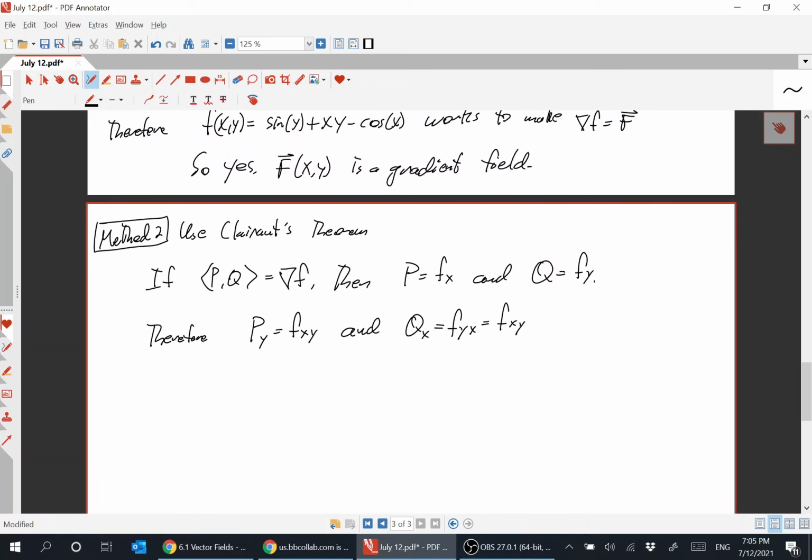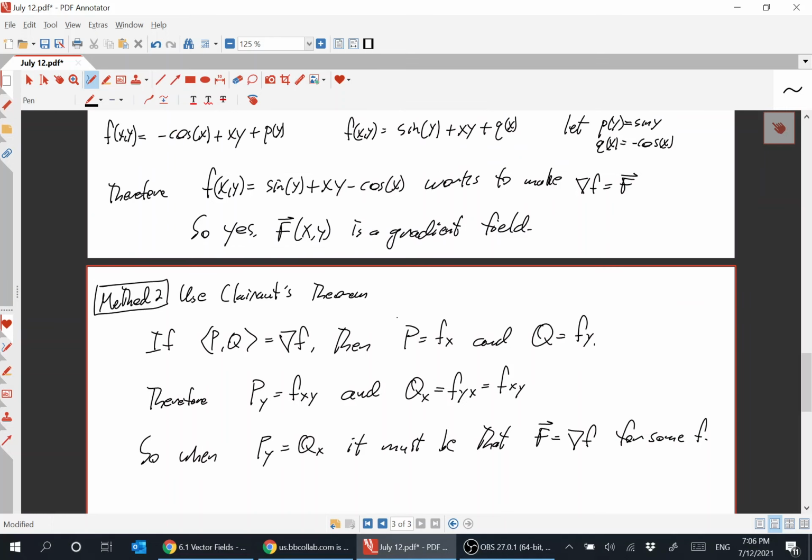All right, so if the partial derivative P_y is equal to Q_x, the partial derivative of Q with respect to x, then it must be a gradient field. So when P_y is equal to Q_x, it must be that F is equal to gradient f for some f. You don't know which f, you don't know what the f is, but you know it will be so.